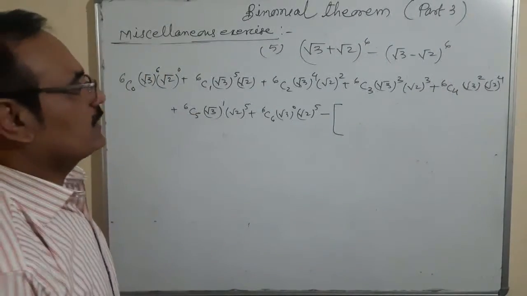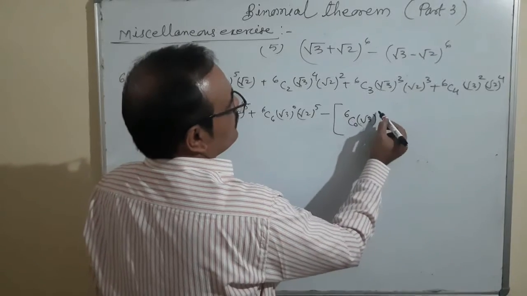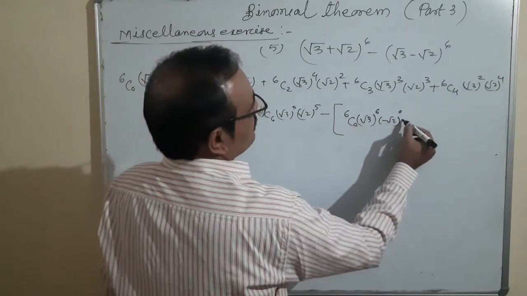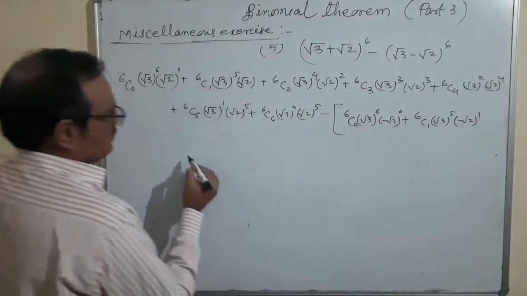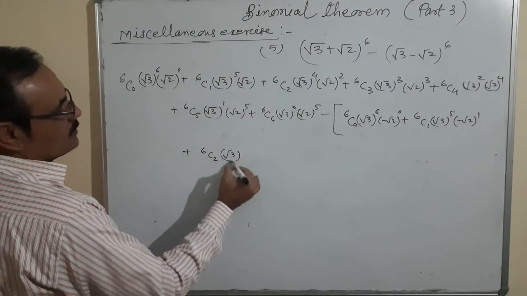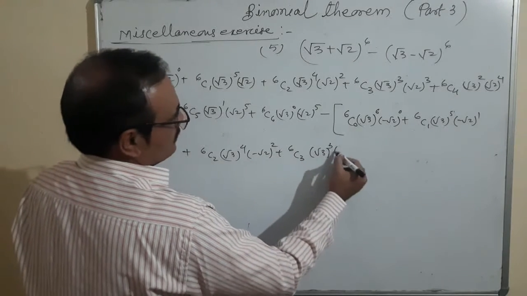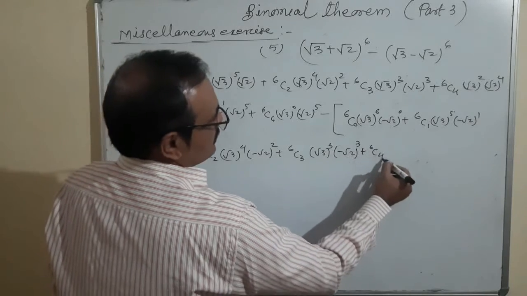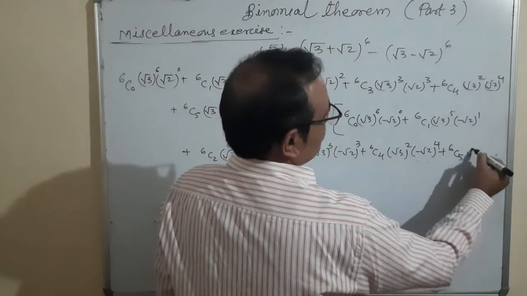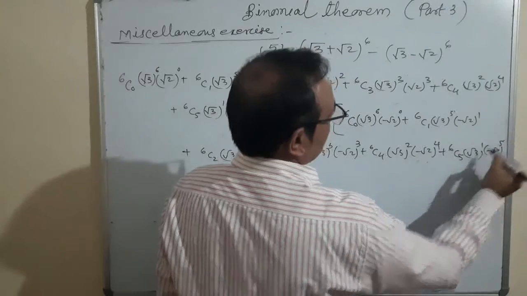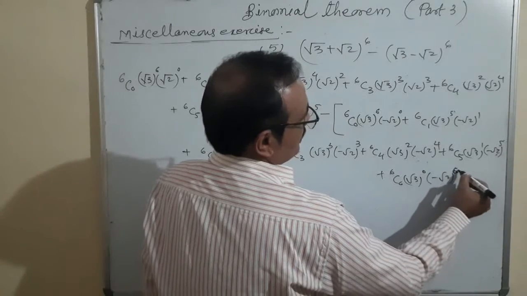Second expansion. In the second expansion, 6C0 (root 3)^6 (minus root 2)^0 plus 6C1 (root 3)^5 (minus root 2)^1 plus 6C2 (root 3)^4 (minus root 2)^2 plus 6C3 (root 3)^3 (minus root 2)^3, 6C4 (root 3)^2 (minus root 2)^4 plus 6C5 (root 3)^1 (minus root 2)^5 and last 6C6 (root 3)^0 (minus root 2)^6. Okay.